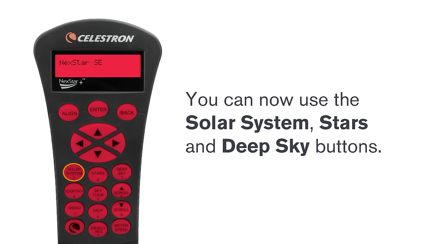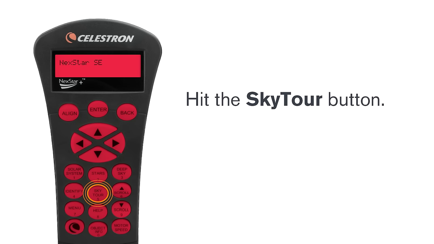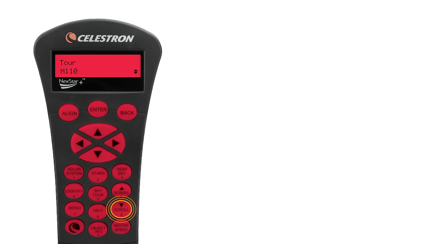You can now use the solar system, stars, and deep sky buttons to choose a celestial object to view. Not sure what to observe? Hit the Sky Tour button, and the hand control will automatically generate a list of the best objects currently visible.